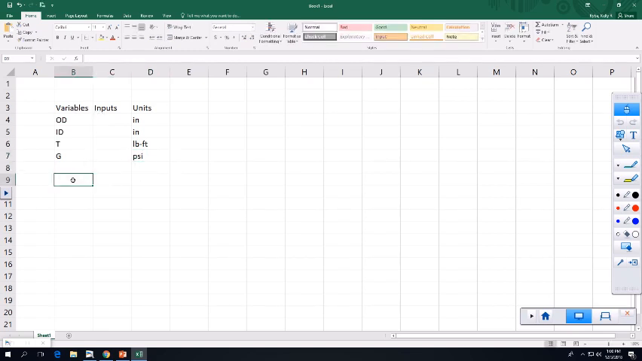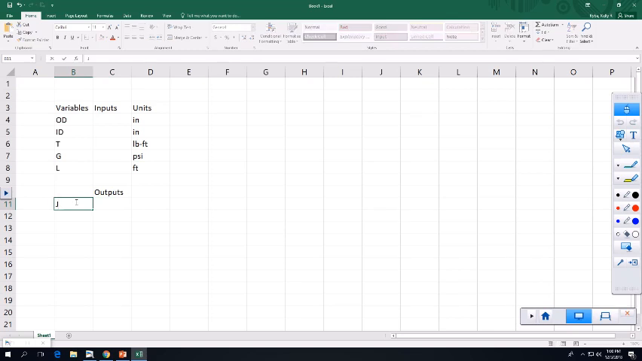Now, down here are going to be my outputs. Oh, I also have to add length, sorry, and that's going to be in feet. So down here are going to be outputs. These are going to be the ones that are calculated for me. Then down here is where I'm going to write my equations, in that middle column.